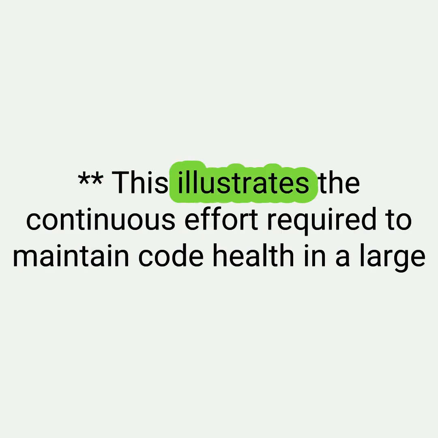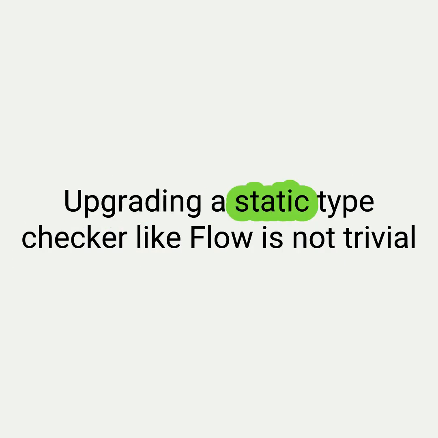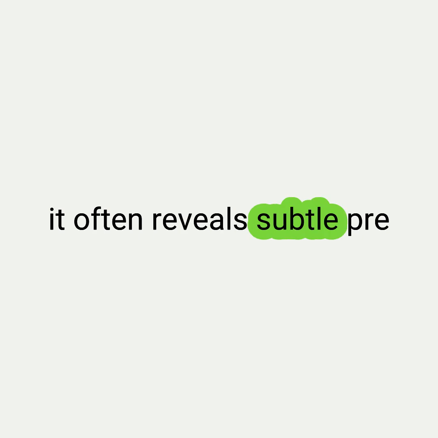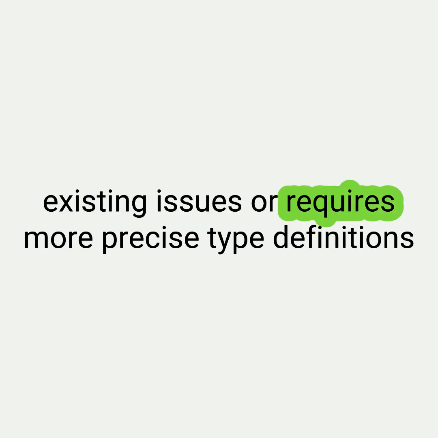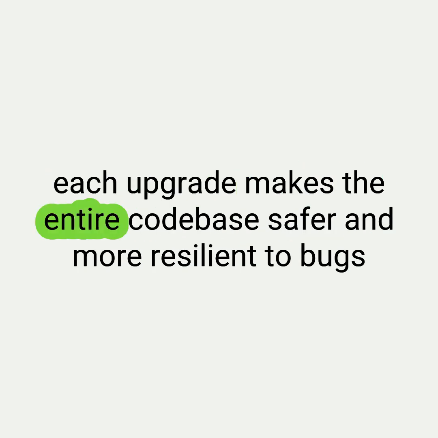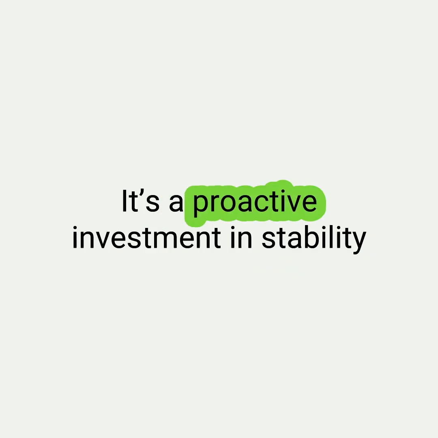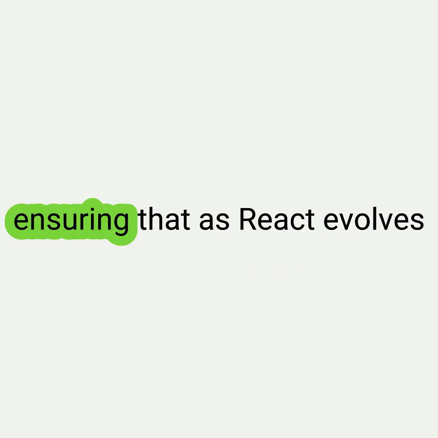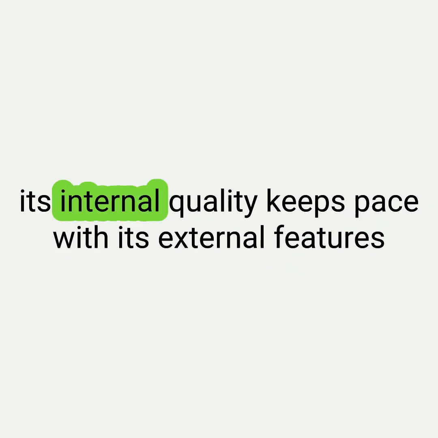The concept. This illustrates the continuous effort required to maintain code health in a large-scale project. Upgrading a static type checker like Flow is not trivial. It often reveals subtle pre-existing issues or requires more precise type definitions. While it may seem like tedious work, each upgrade makes the entire codebase safer and more resilient to bugs. It's a proactive investment in stability, ensuring that as React evolves, its internal quality keeps pace with its external features.